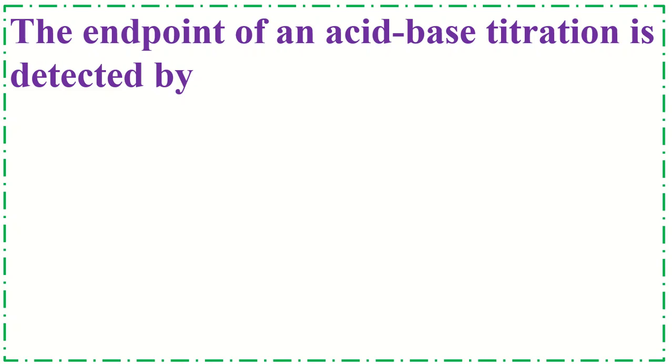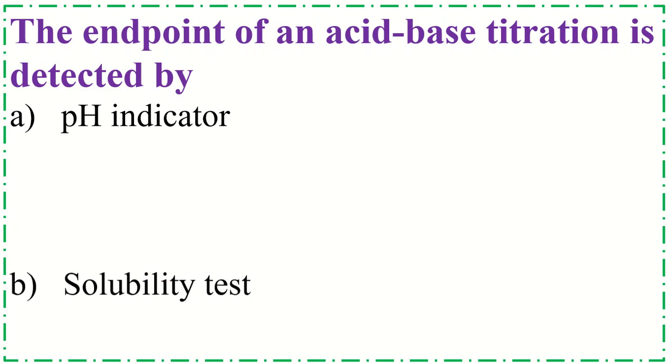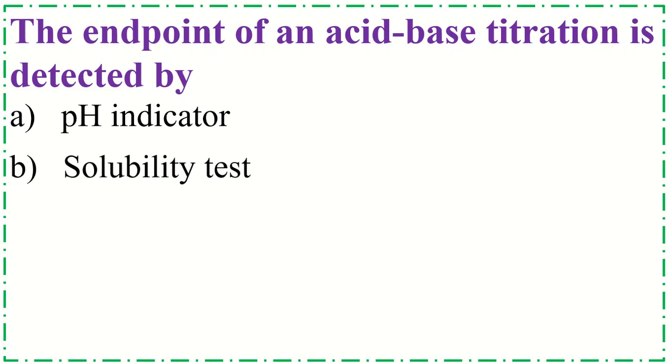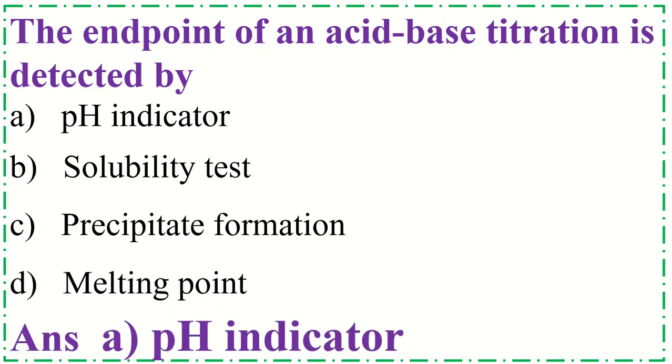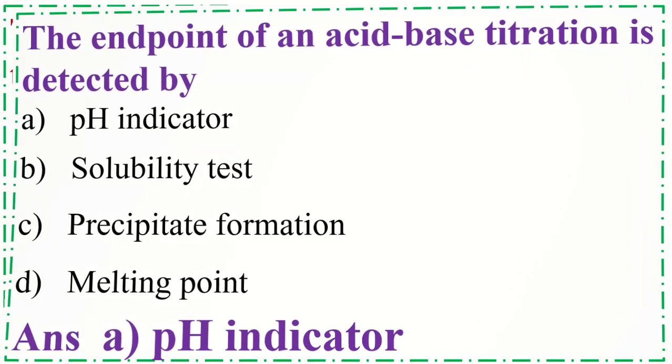The endpoint of an acid-base titration is detected by option A pH indicator, B solubility test, C precipitate formation, D melting point. Correct option is A pH indicator.